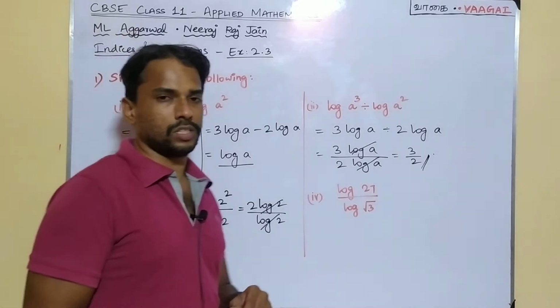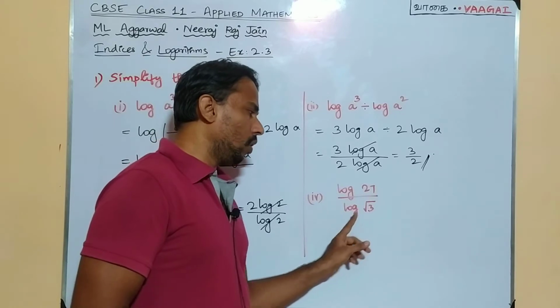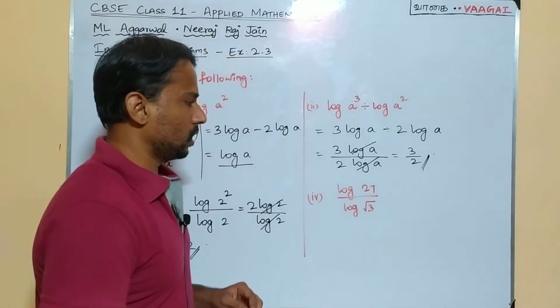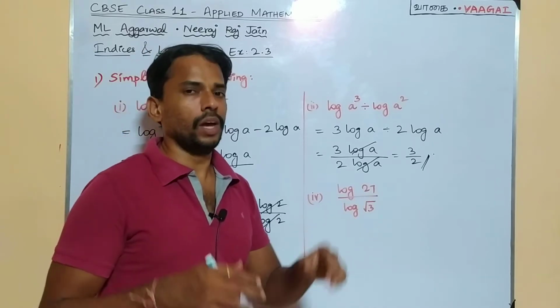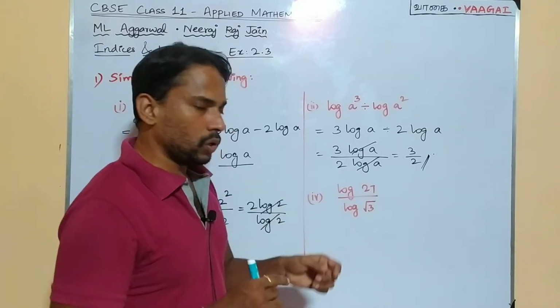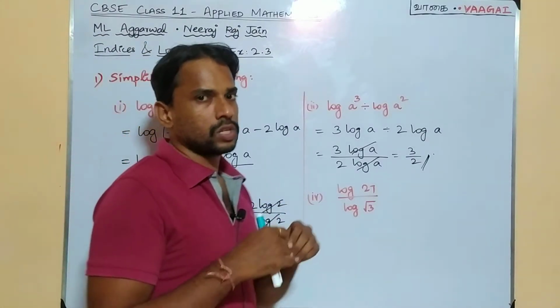Coming to the last subdivision, the fourth one, here we have log 27 divided by log root 3. So here is another very good question. Here also we need to use the same approach. Let's try to write them using powers of the same number.